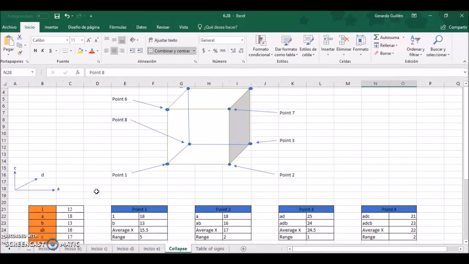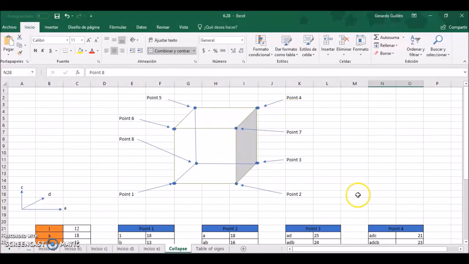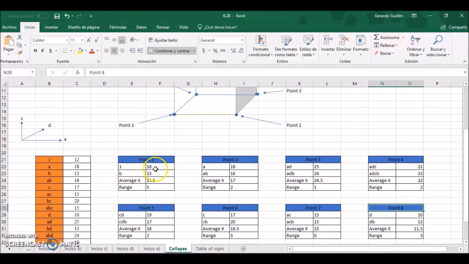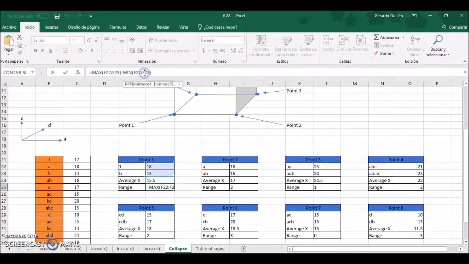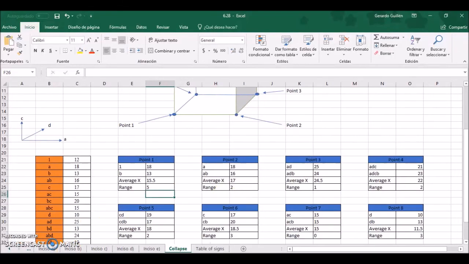And because B does not affect, you are going to add it to the points named before. So for example, for point 4, I have ADC, and I'm going to add the B. ADCB is going to be my other point. For all the sources in the point, I'm going to copy the values of each source. Then I'm going to get the average for each one and the range for each one. And this is how I get my cube in a collapsed design.